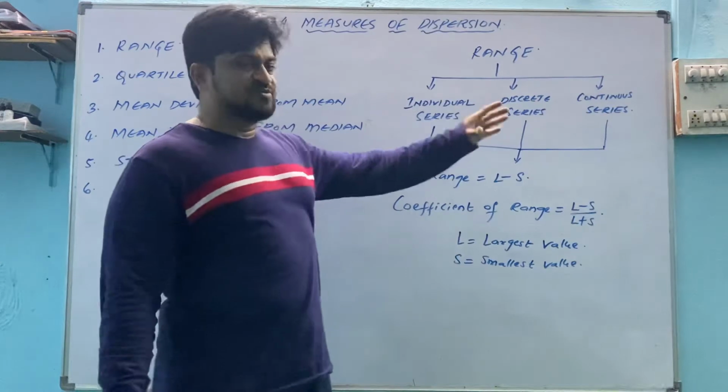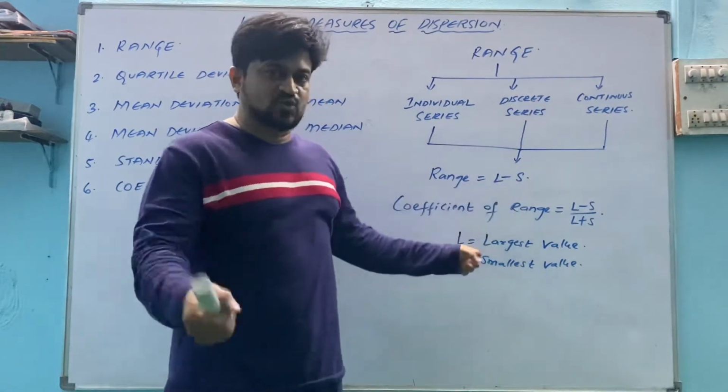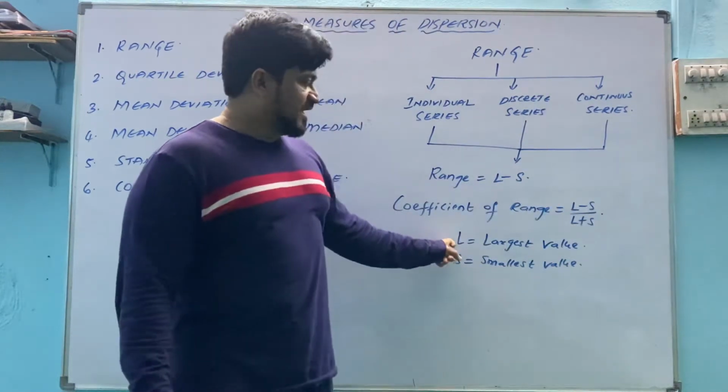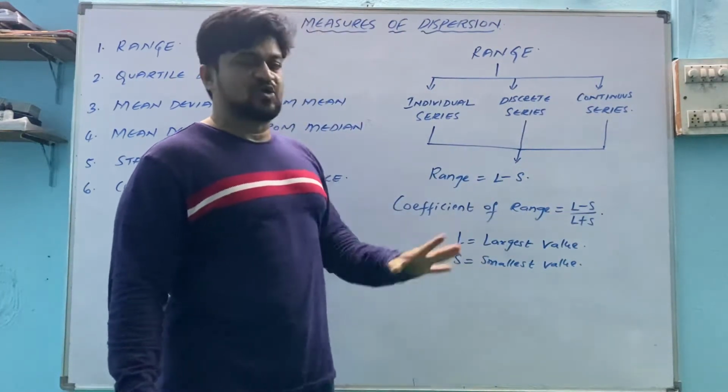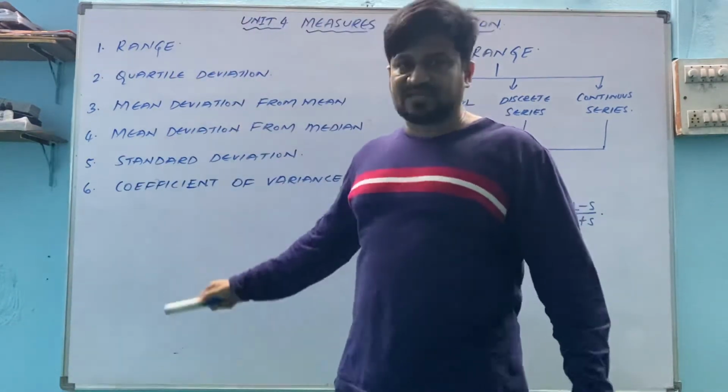For all three types of series we have to use range equals L minus S. If they ask you the coefficient of range, then it is L minus S by L plus S. L means largest value, S means smallest value. So topic 1. Total 6 topics are there in this unit.